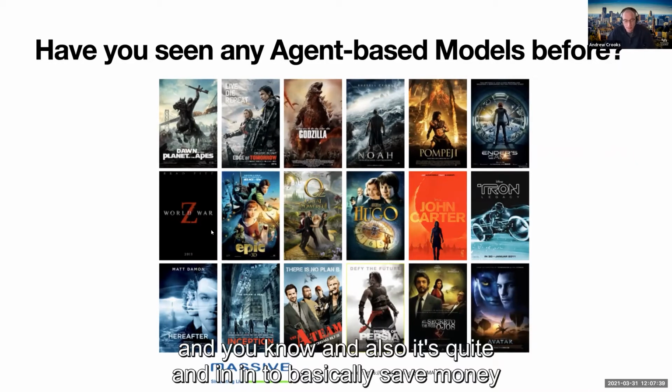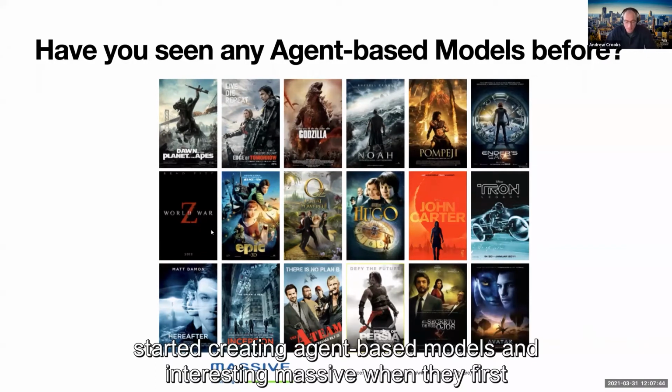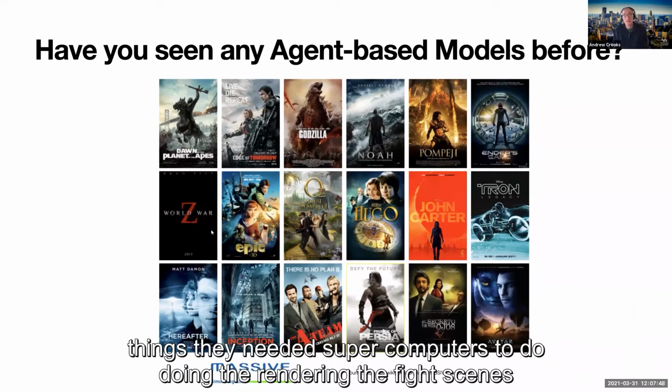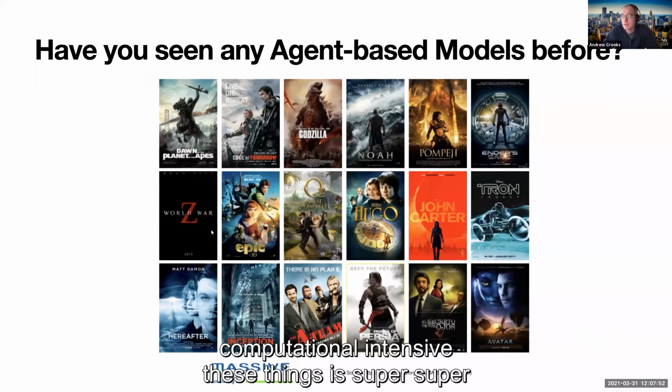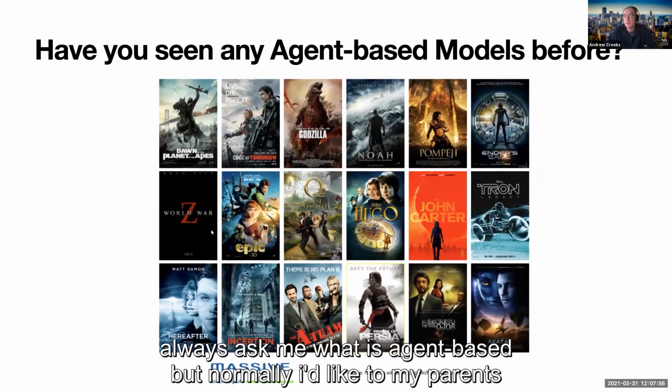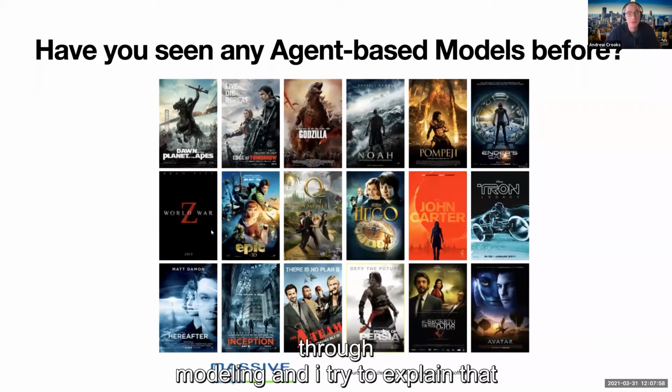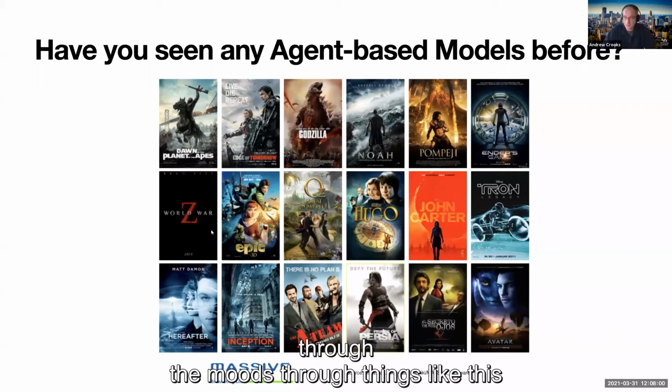It's also quite interesting that when they first started creating agent-based models and doing the rendering of the fight scenes, they needed supercomputers, because the processing and rendering is super computationally intensive. But normally my parents always ask me, what is agent-based modeling? And I try to explain that through things like this.